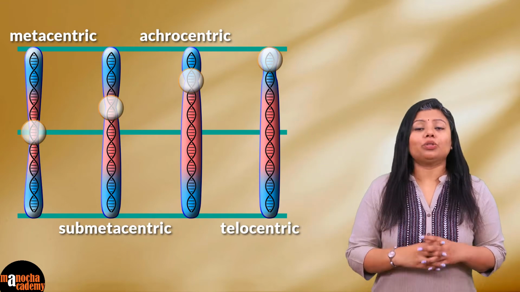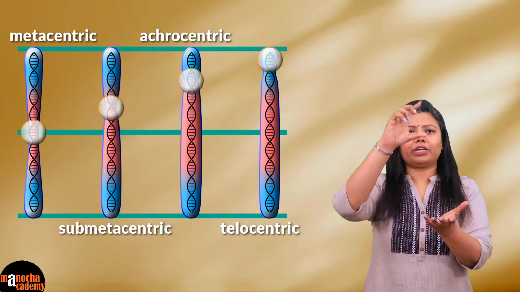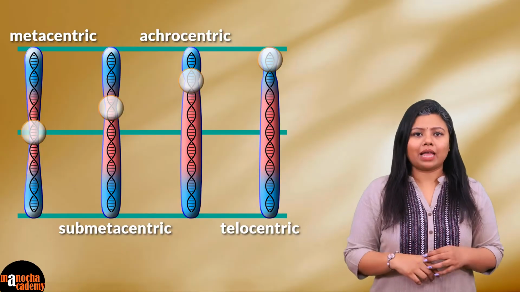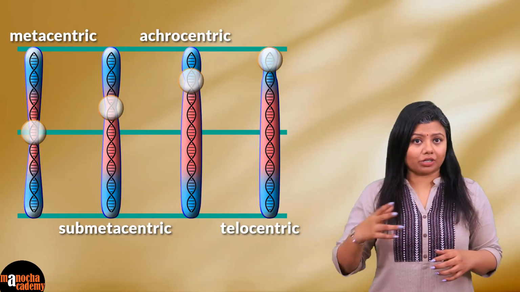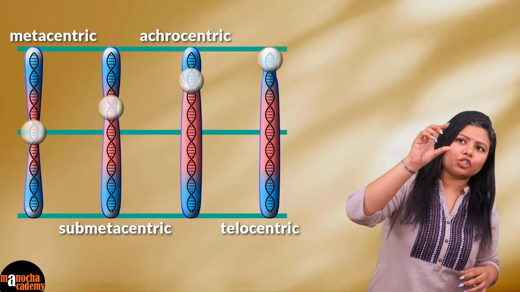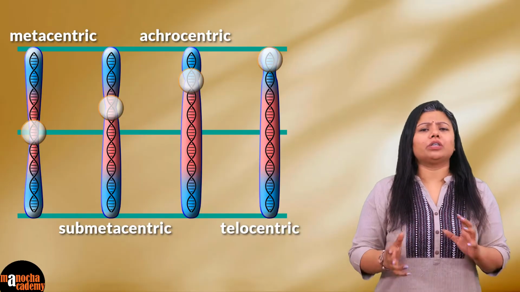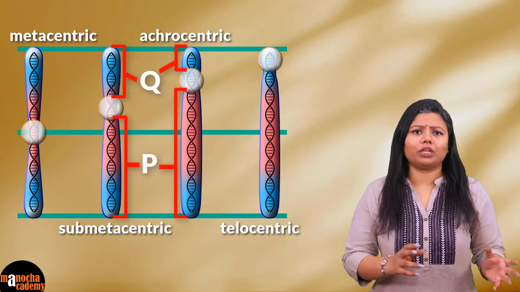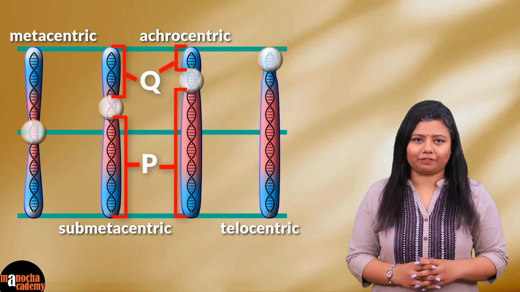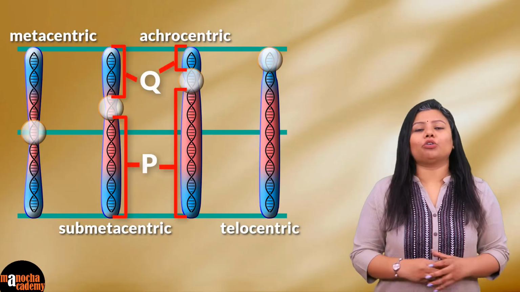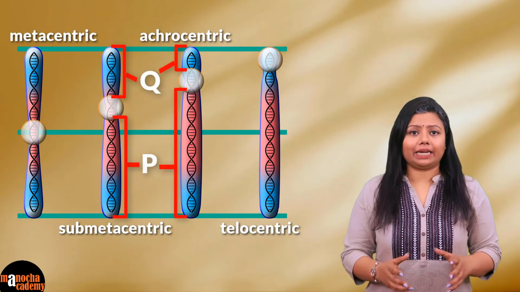So the moment you divide the chromosome into two arms, if it is acrocentric or submetacentric, there will be a shorter arm and a longer arm. Usually, we use the terms P and Q for the shorter and the longer arms respectively. Now, these chromosomes, as I said, contain DNA.